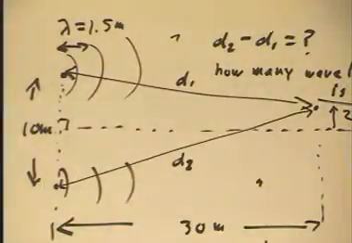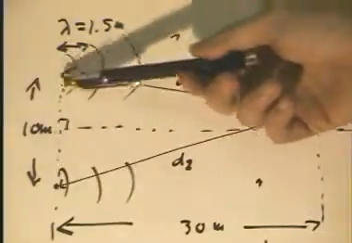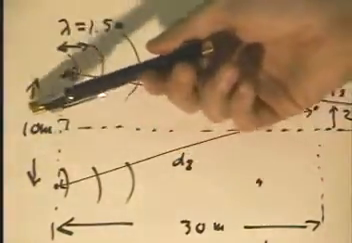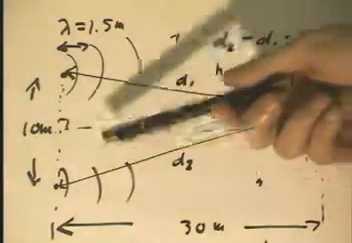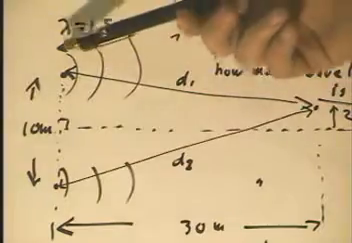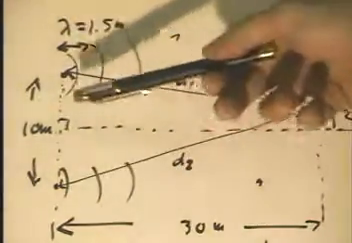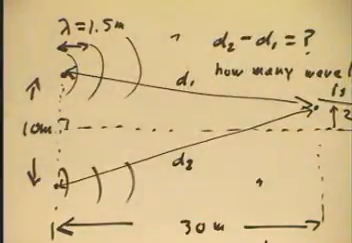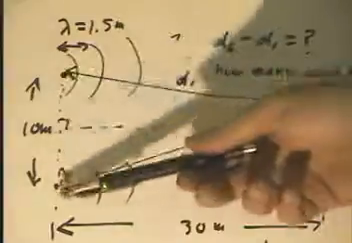Okay, now let's consider what happens if we have 2 points, let's say 10 meters apart. That's kind of poorly written, but it says 10 meters apart. We have waves of wavelength 1.5 meters emanating from this point and from this point and spreading out in all directions.